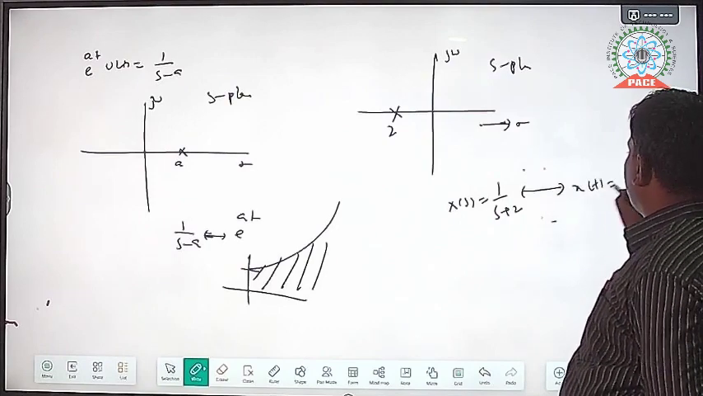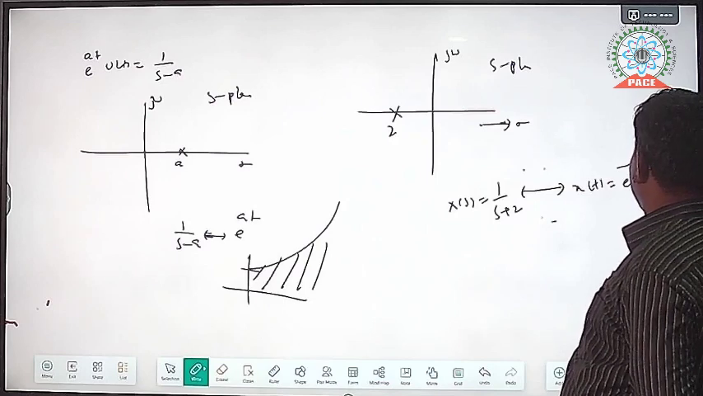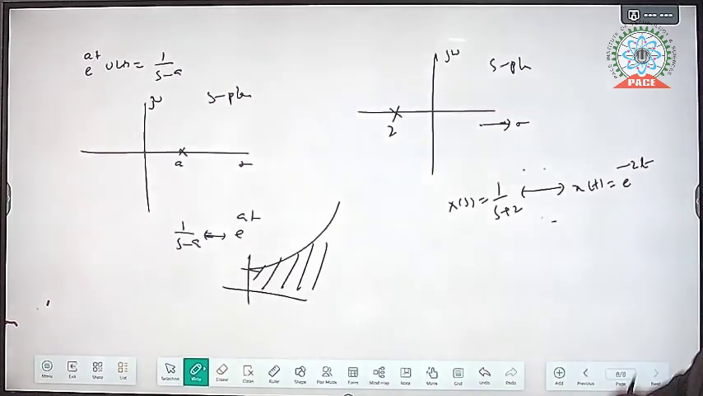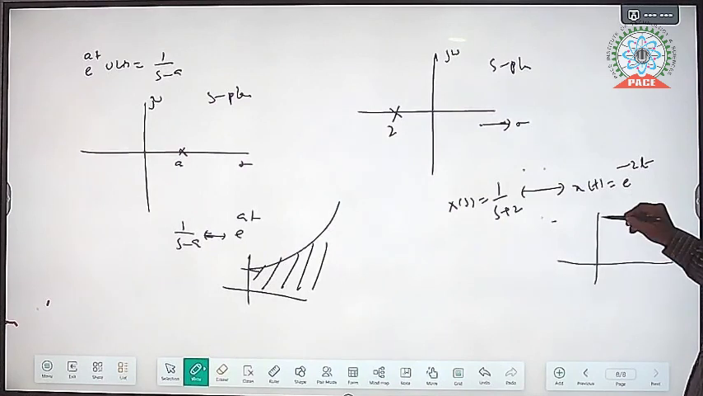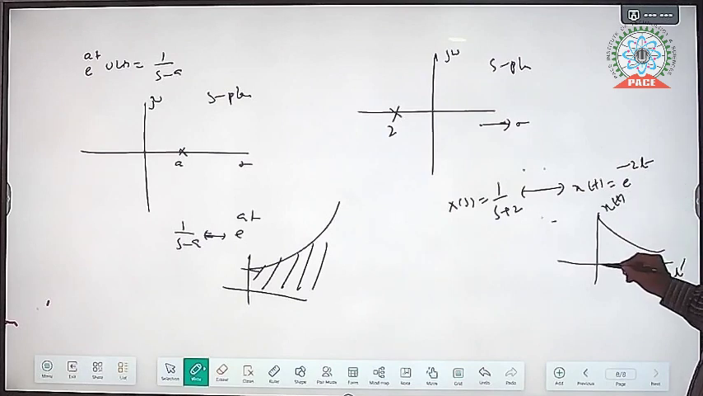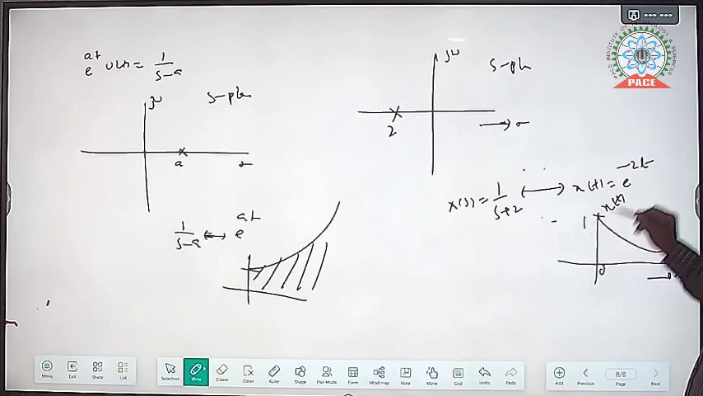Suppose e^(-2t) is an exponentially decaying signal. This is t, and this is the signal x(t). At time t = 0, e^0 = 1. At time t = infinity, e^(-infinity) = 0. So if you find the integration of this signal, the signal is finite. This is a finite signal, and also a stable signal.